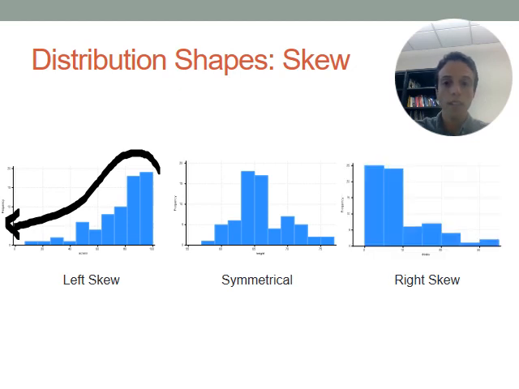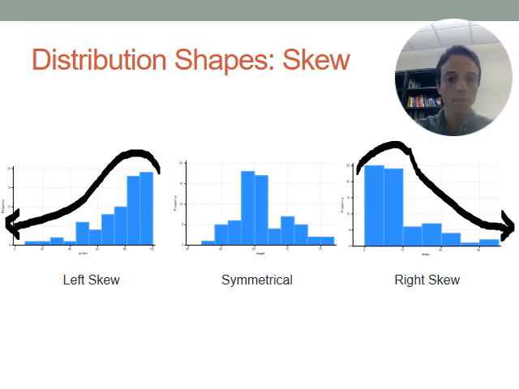A right skewed graph is exactly the opposite, where for a right skewed graph, we have most of our responses on the left-hand side of the graph, and relatively fewer responses trailing out towards the right. So if we were to draw a line over it, we could say that for a right skewed graph, we have this long tail or long arrow here pointing out towards the right. And the formal statistical term for that is actually a tail. So you might hear me say that again.